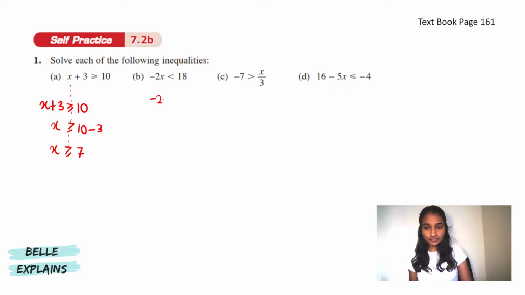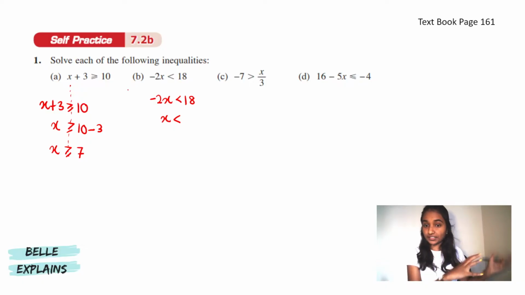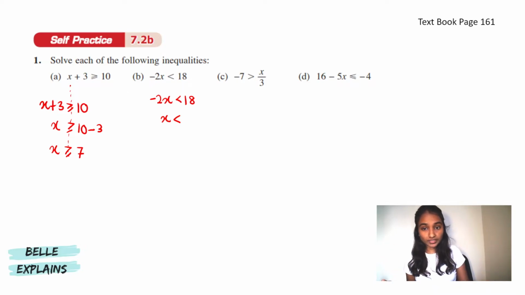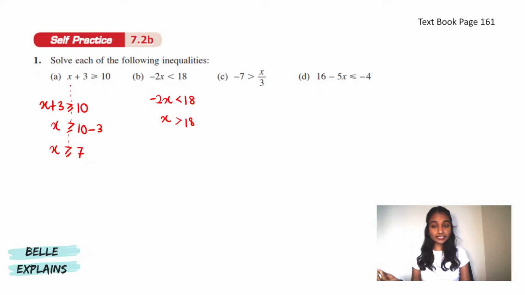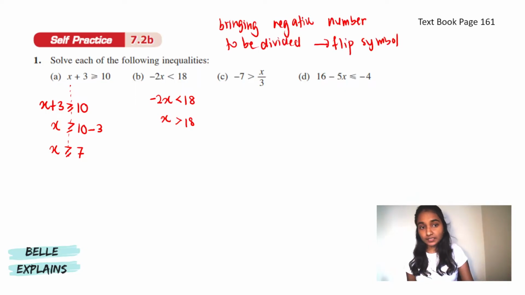Okay, negative 2x smaller than 18. Okay, the rule is that if you were to bring a negative number over the other side to be divided, then the symbol would flip over. So instead of using this one, I'm going to use a flipped symbol because I'm bringing over the negative 2 to be divided on that side. In this case, we are bringing the negative 2 over there to be divided, right? So this one would flip the symbol. This would be negative 2. So this becomes X is bigger than negative 9.